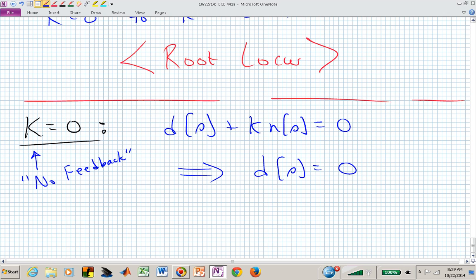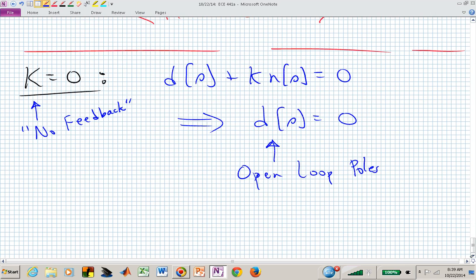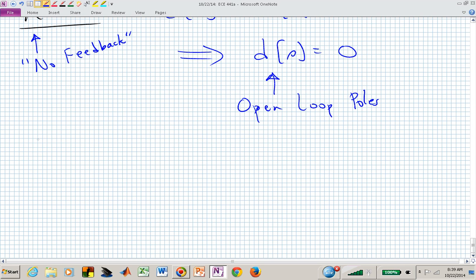What was d of s? -5 and -1 in our example. Those were our open loop poles, weren't they? So this is now when k is equal to 0, at the beginning of our root locus, our poles are the open loop poles. And those were at -1 and -5.